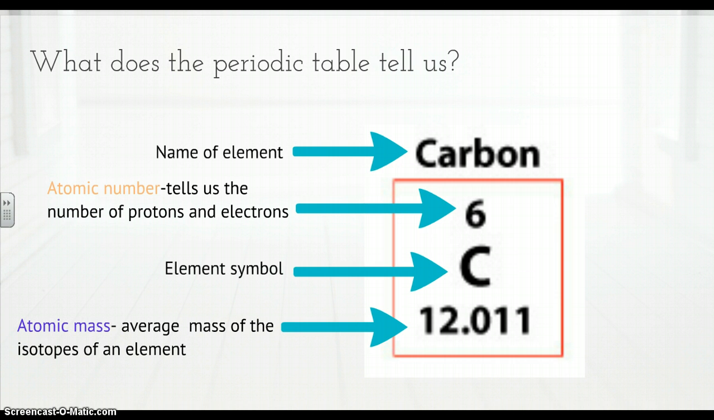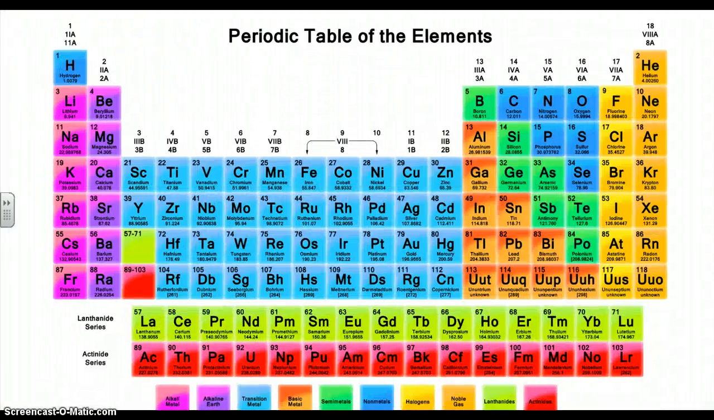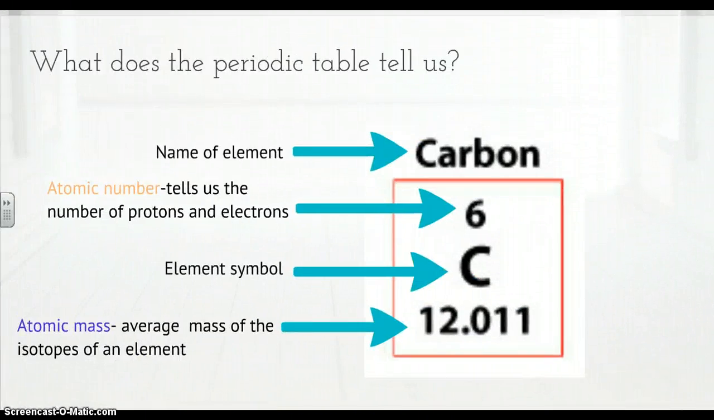Now, every atom of carbon, no matter what, is going to have 6 protons. If it didn't have 6 protons, let's say it found an extra one, it wouldn't be carbon. Look next to carbon up there. The number 7 is nitrogen. So any atom that has 7 protons is nitrogen. So carbon is always going to have 6 protons.